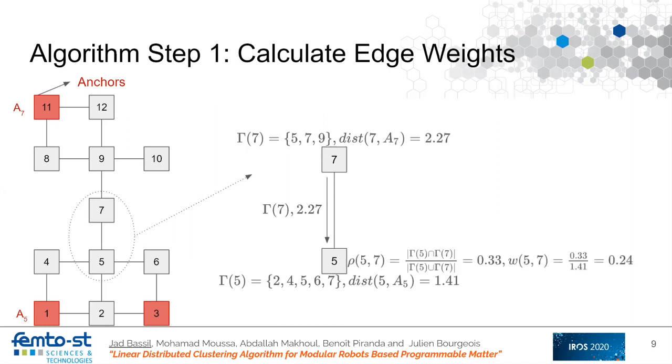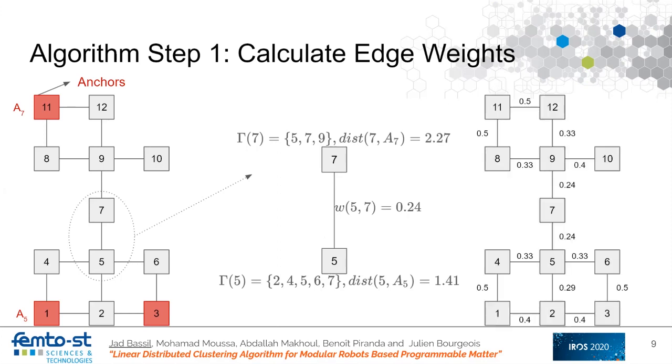On reception, the weight is calculated by dividing the Jaccard coefficient used to capture the local density by the minimum between the received and stored distance. The result is then sent back in response, and at this stage, both modules can store their adjacent edge weight. All weights in the system can be similarly computed at the same time and in an asynchronous manner.